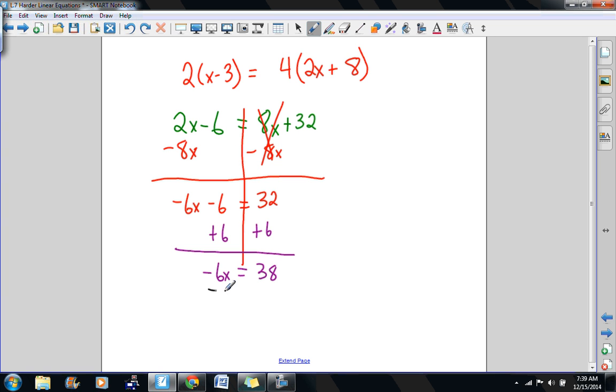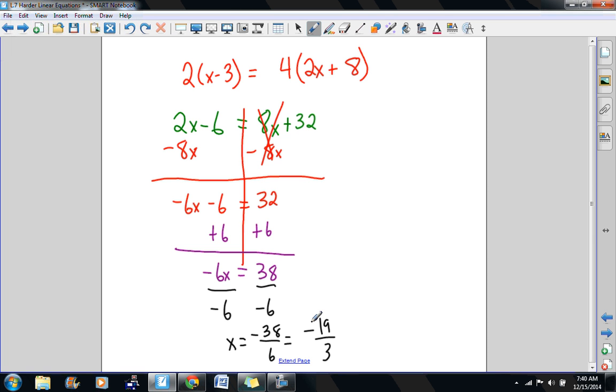So now I divide by negative 6. So I get x is equal to negative 38 over 6, which is negative 19 over 3. And you could turn that to a decimal if you want, but the fraction answer would be just fine. So there are 2 examples from the Orange Book PDF.